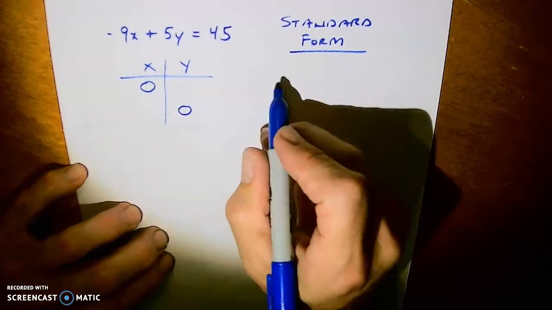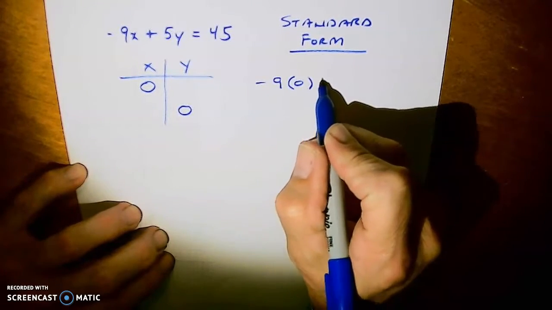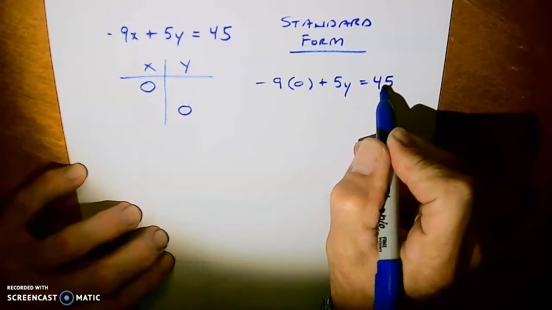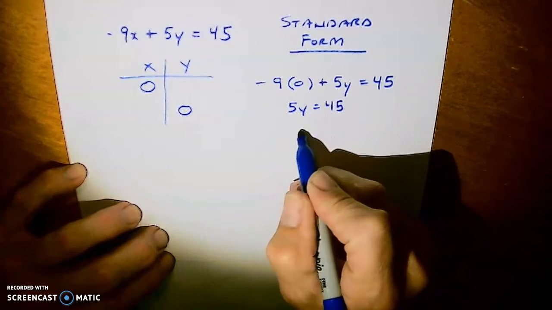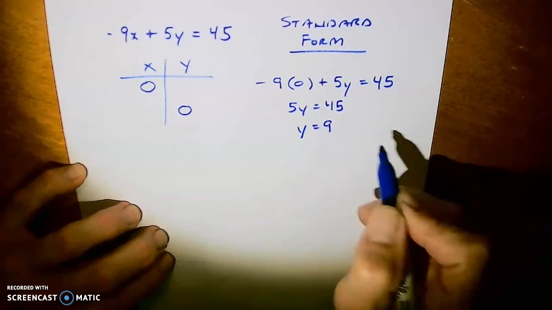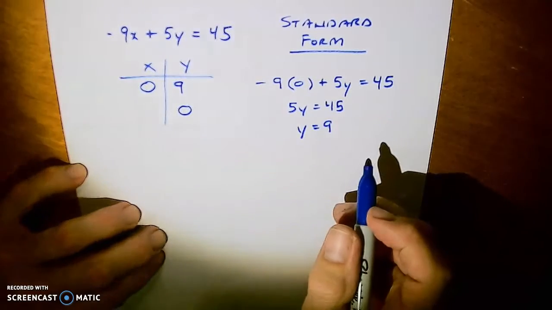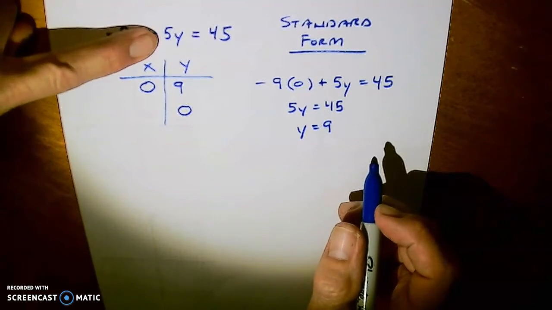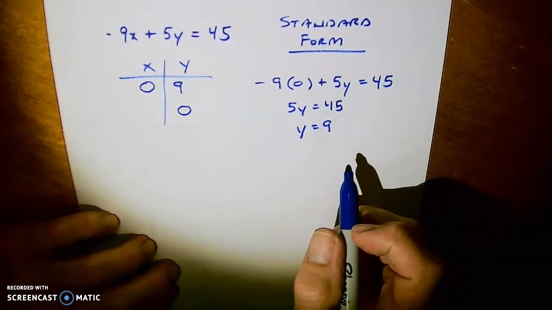If I put in 0 for x, I get negative 9 times 0 plus 5y equals 45. I get 5y equals 45. So y is equal to 9. So we have 0, 9. Actually, since we're putting in 0 for x, you just kind of cover one up. What is y when x is 0? y is 9.